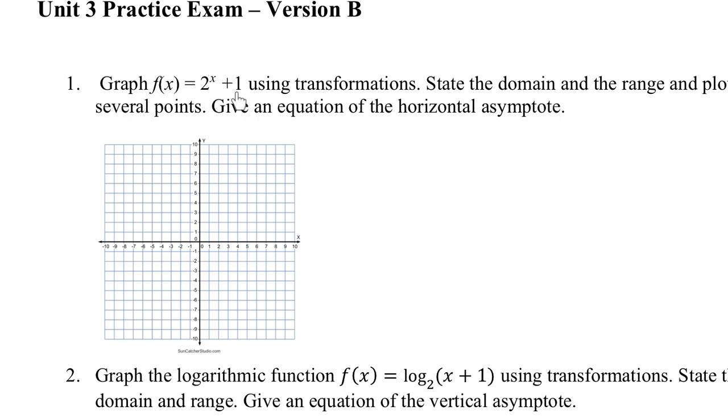This question 1 is from section 2.1, Graph an exponential function. So what I would suggest doing first is locating the horizontal asymptote. You can find that with this transformation that occurs outside the function, plus 1. It means the horizontal asymptote is up 1 unit.